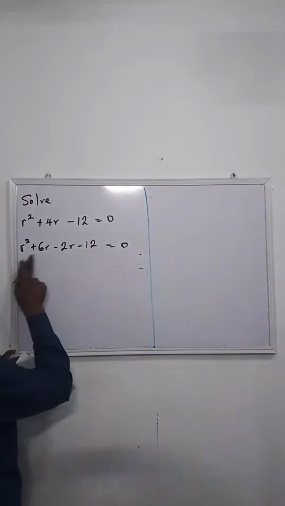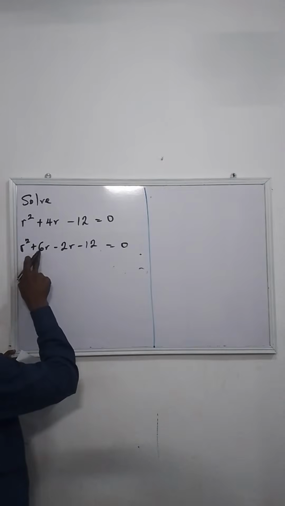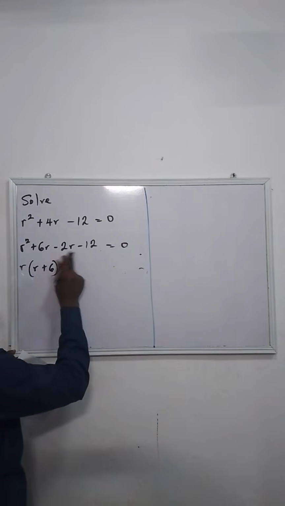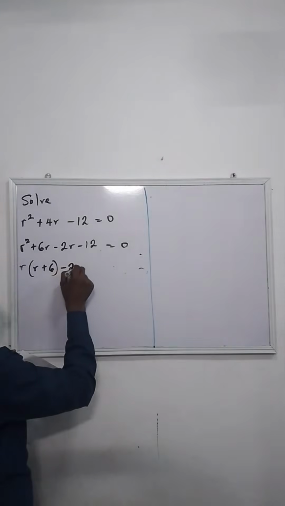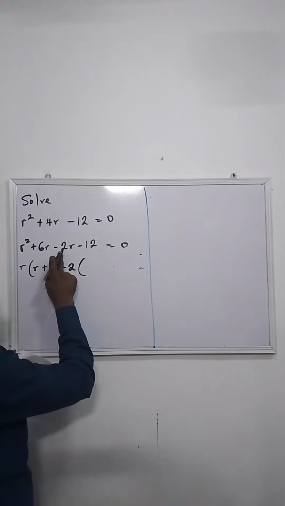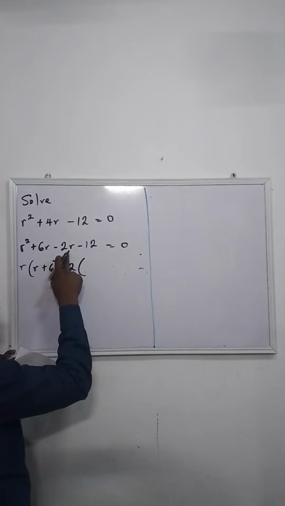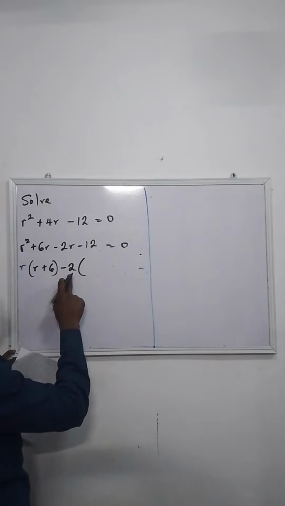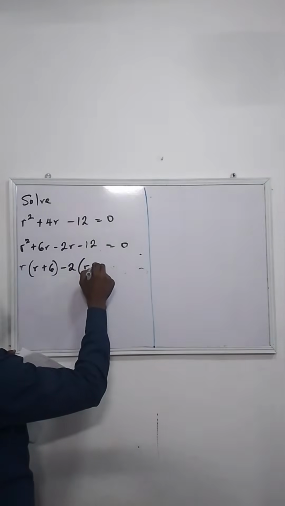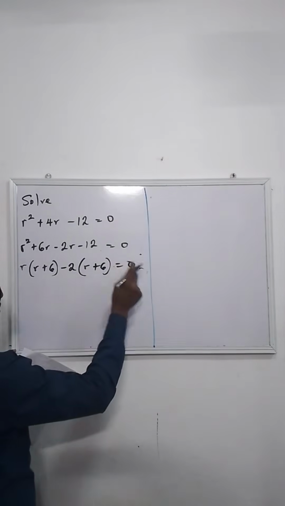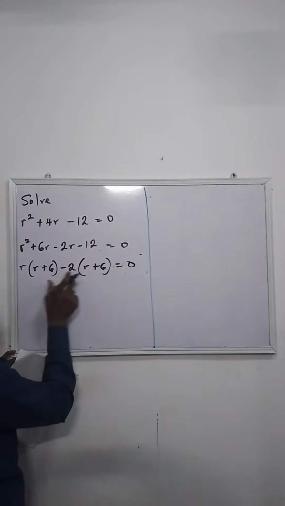Okay, so now the GCD of these two numbers, r squared and 6r, that's r. So we have r plus 6. Now the GCD of these two numbers is negative 2. When you divide negative 2r by negative 2, you have r. Divide negative 12 by negative 2, so you have plus 6. All right, so now let's factor out this r plus 6.